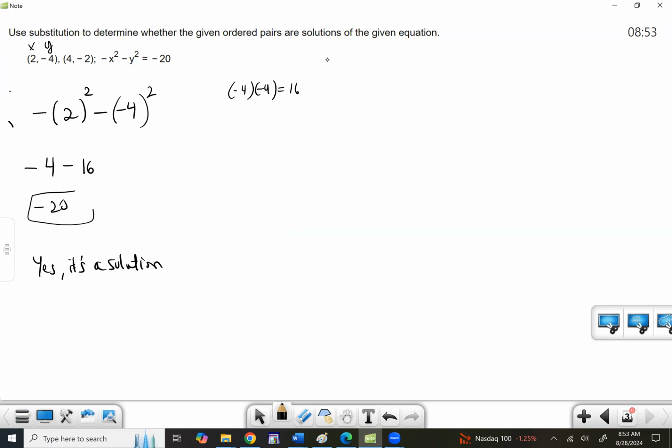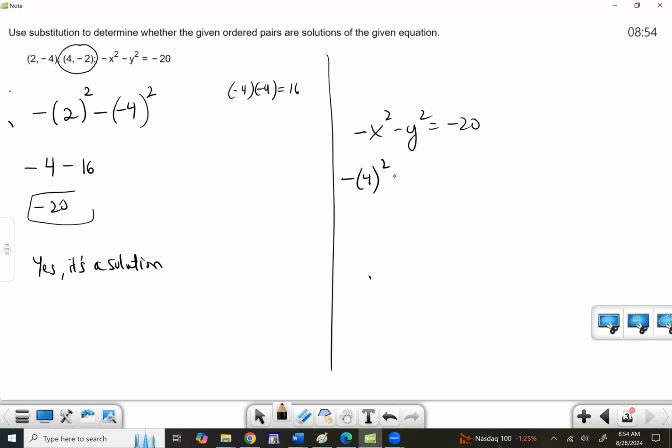Okay. Now we're going to try this whole thing all over again, but this time we're going to try it with the second ordered pair that they gave us. So this one right here. All right, so same thing, negative x squared. I'm just going to write it right here again, just to make sure. Super duper clear, okay. All right, so we're substituting 4 in for the x. So negative parentheses 4 squared minus, and then for the y, we're substituting in -2. And we want to know, does this equal -20, okay?